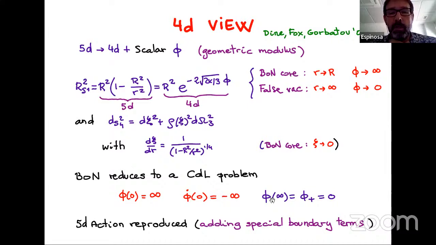When you go away from the center of the bounce, then you fall into the false vacuum as usual. And by doing this in 4 dimensions, you can show that by using this Coleman-de Luccia approach, you will also recover the 5-dimensional action of Witten. But in order to get the right value, you have to be careful and keep some boundary term that comes from 5 dimensions. You keep it, and then you can reproduce exactly the same result.